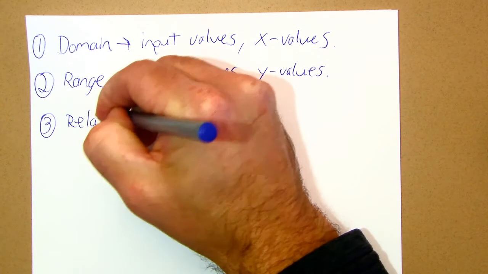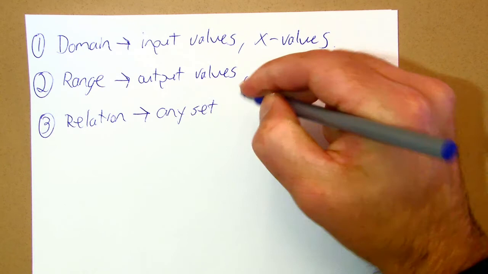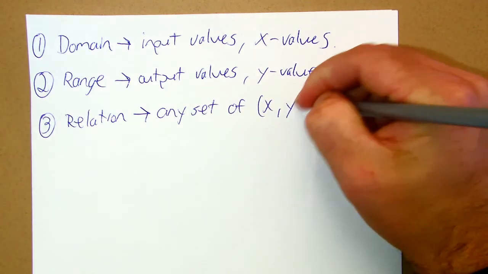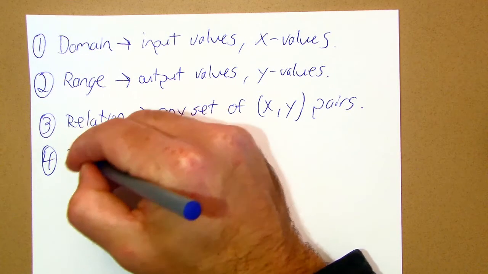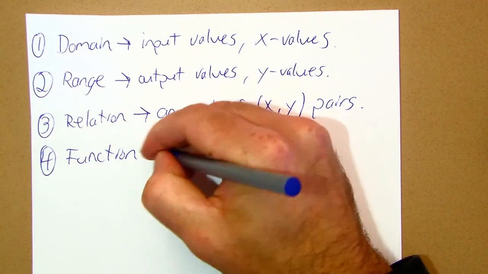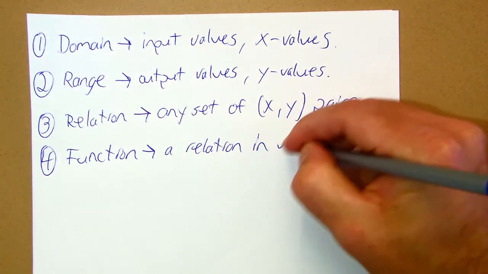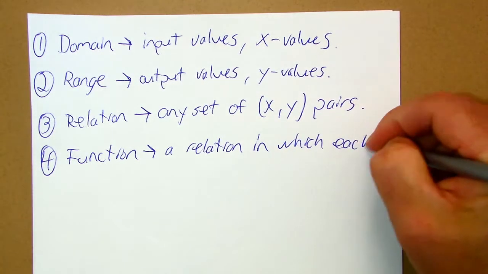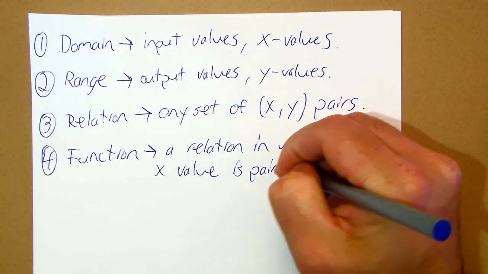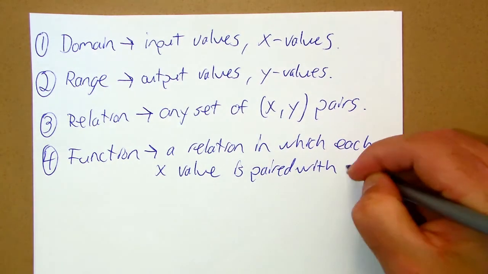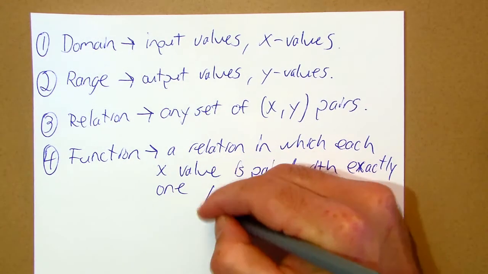We're going to talk about a relation, and that's just any set of xy pairs. And last up, a function, and that's a relation in which each x value is paired with exactly one y value.